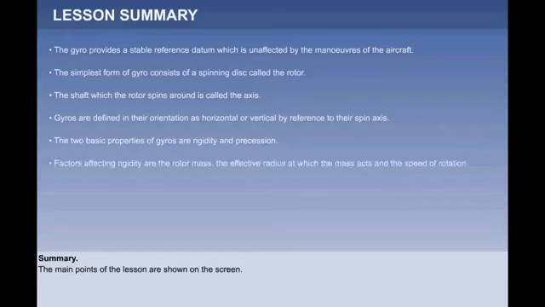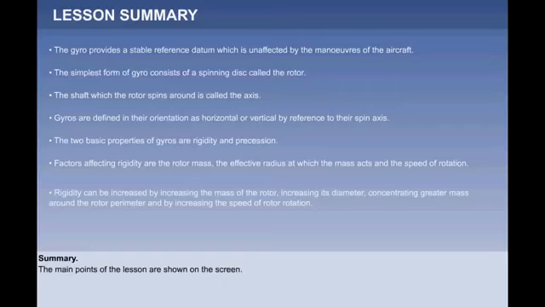Factors affecting rigidity are the rotor mass, the effective radius at which the mass acts, and the speed of rotation. Rigidity can be increased by increasing the mass of the rotor, increasing its diameter, concentrating greater mass around the rotor perimeter, and by increasing the speed of rotor rotation.